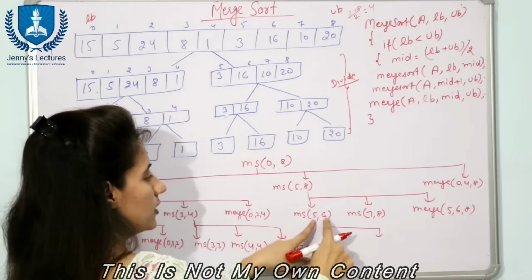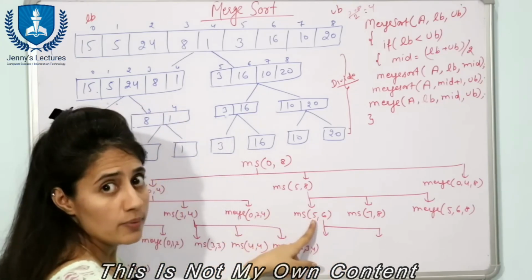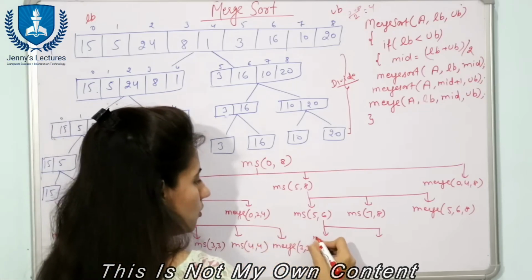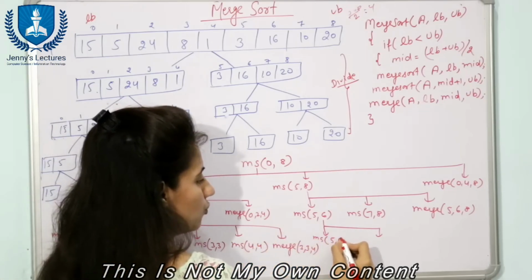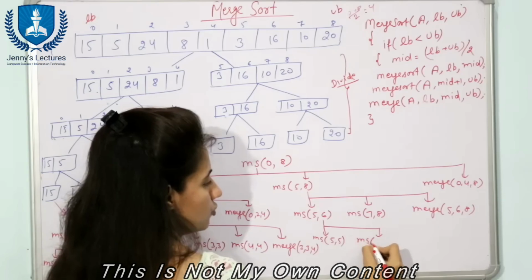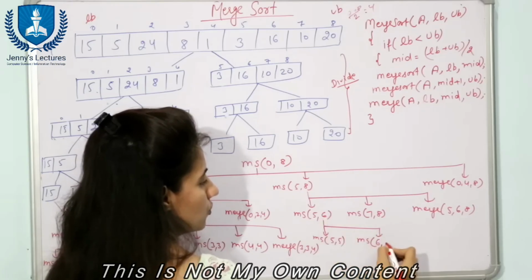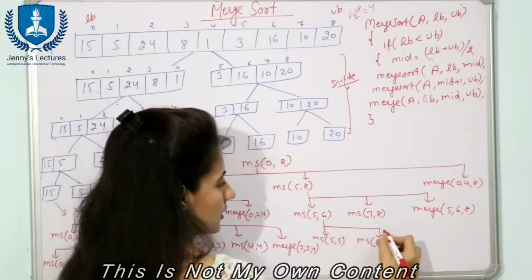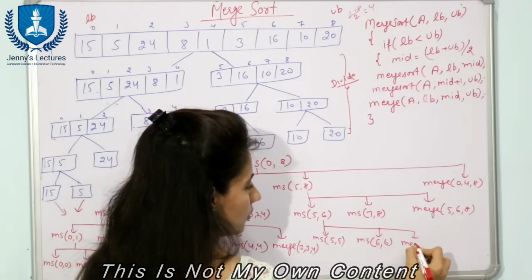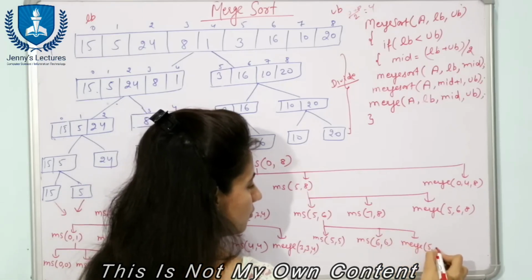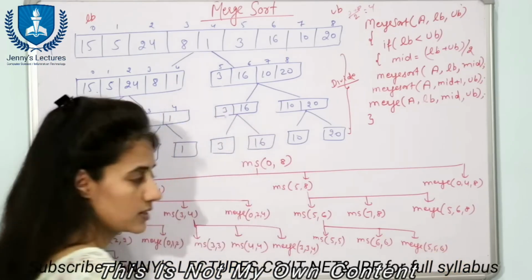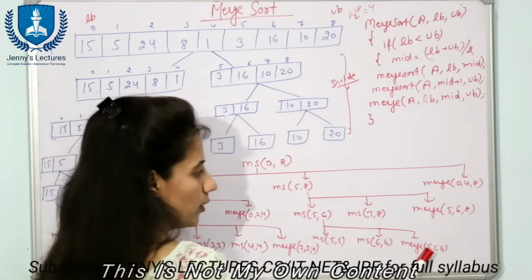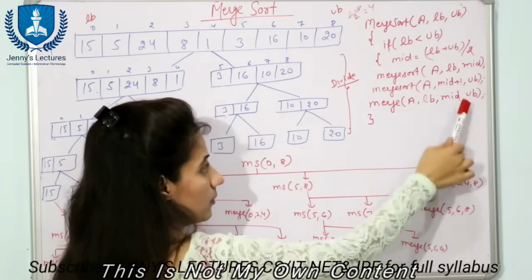Calculate midpoint. 6 plus 5 is 11. 11 divided by 2 is 5. So merge sort 5 to 5. Then merge sort 6 to 6, upper bound is 6. Then we are going to call merge 5, then 5 and then 6. Fine. Lower bound is 5, mid is also 5 and upper bound is 6.